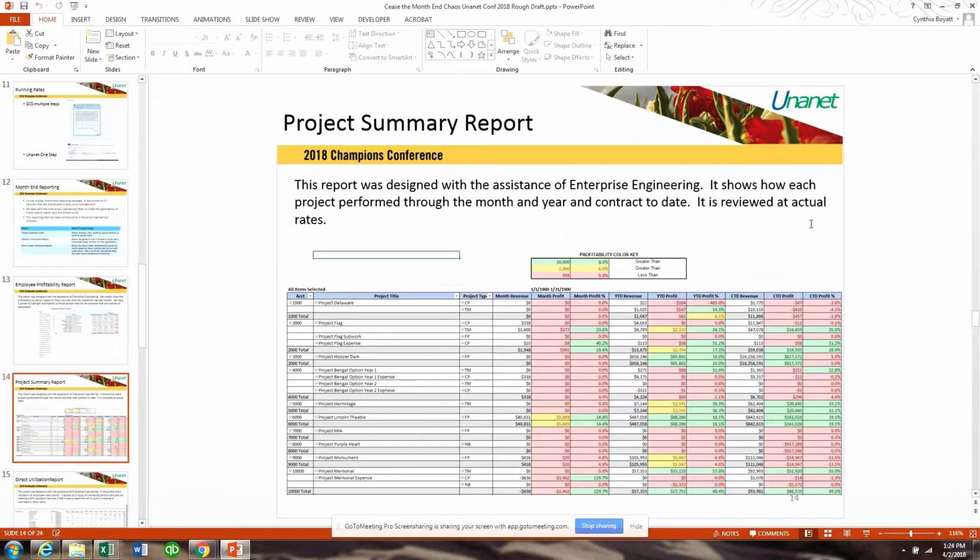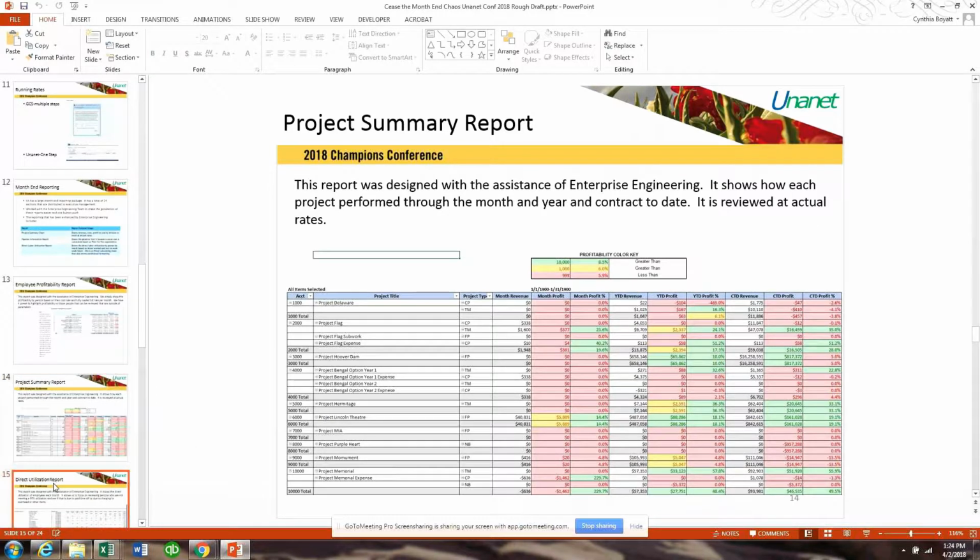Our project summary report looks like this. The enterprise engineering team did a wonderful job with this for us as well. It used to be we literally had to go in with the JSRs each month, and we would put in the monthly revenue, the profit, and the year-to-date and the contract-to-date, and we did this directly from the JSRs. Now we press a button, it shows up for us, it knows its parameters that it needs to highlight, and so we are ready to go after that.